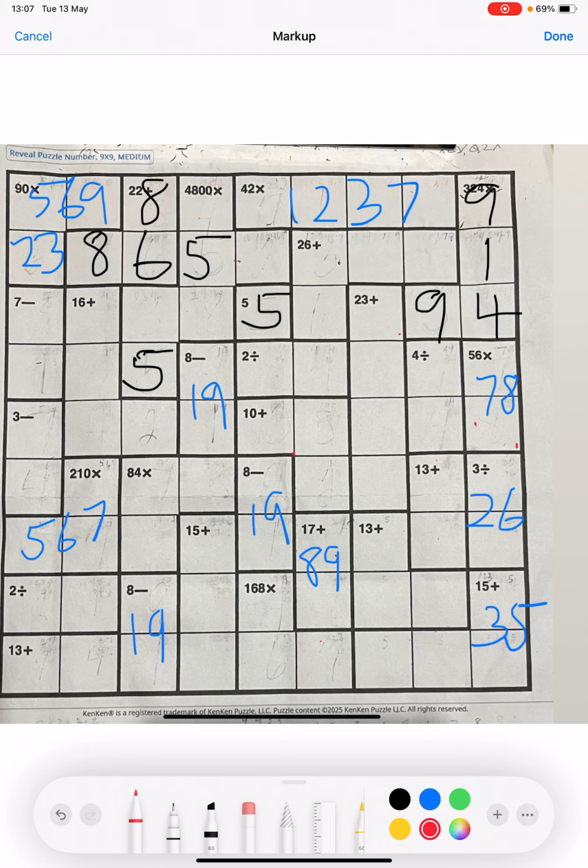What this also means, I've got a 9 in the top row here, so I can't have a 9 in this 90 product. So that means that my 90 has to be 5, 6, 3. So my 3 goes there, and these two are 5 and 6 one way or the other. And I also know what this one is. By elimination, it's 4. The 4 is the only number not in the top row.